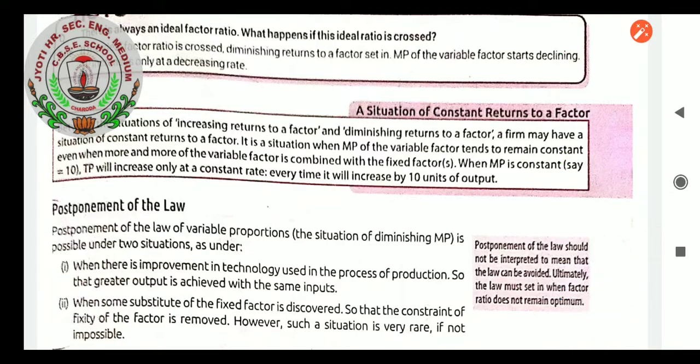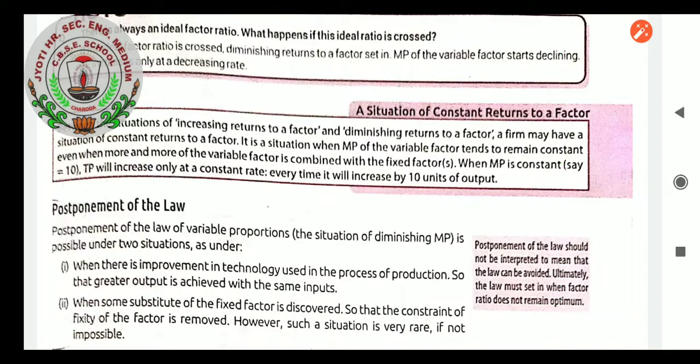Postponement of the law. What do you mean by postponement of the law? It should not be interpreted to mean that the law can be avoided. Ultimately, the law must set in when the factor ratio does not remain optimum. So that is postponement of the law. It is not saying the law is over. It is said just to postpone the law if required, so as to get the output.